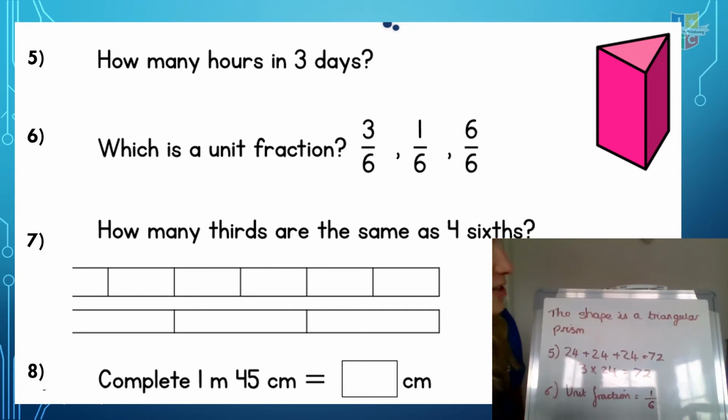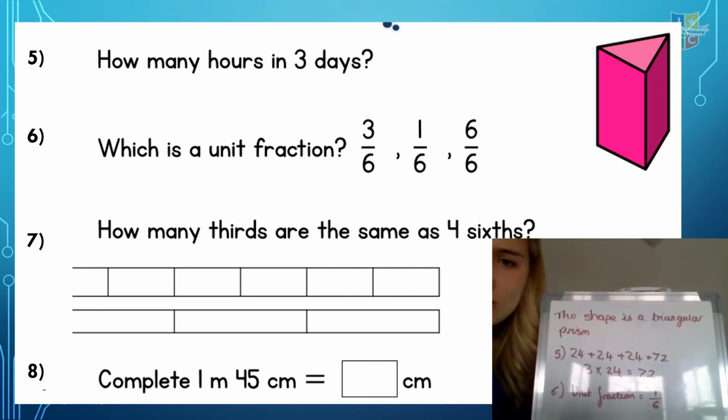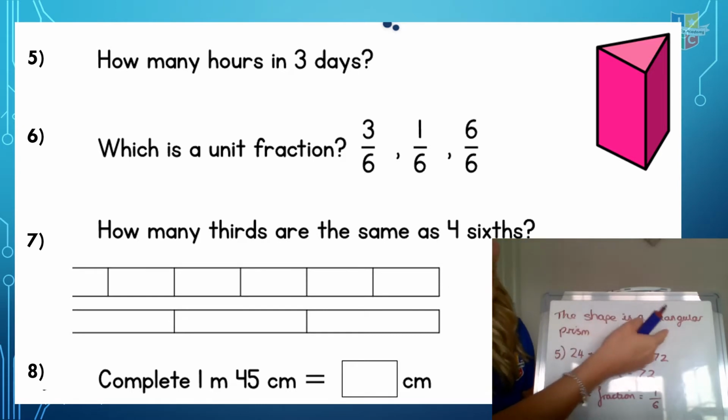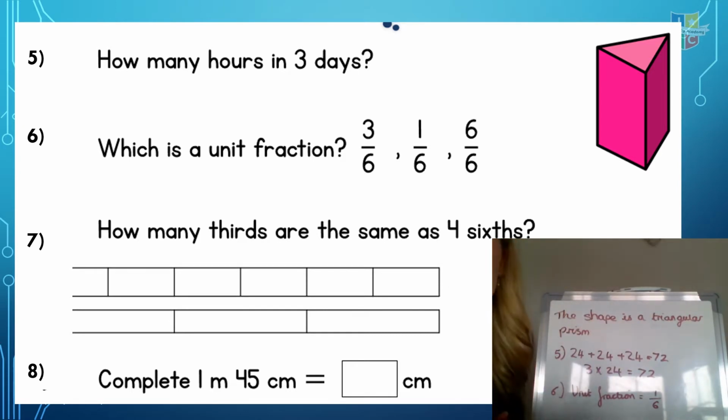So the shape is a triangular prism. Now the reason why it's a prism and not a pyramid is because it doesn't go to one point at the top, which would be a pyramid, whereas a prism has got the rectangles, and it's a triangular prism because it's got triangles at either side.